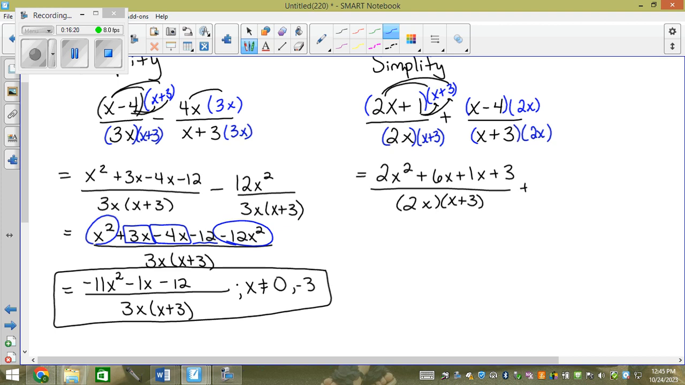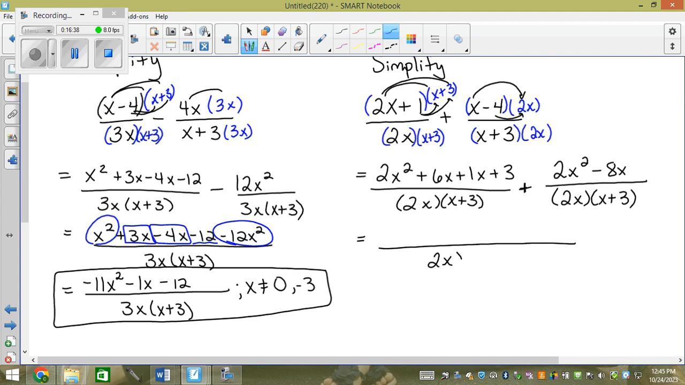plus x times 2x is 2x squared. And then negative 4 times 2x is negative 8x. And then we have 2x, x plus 3. Same denominator, so we can write them all over it and not distribute it because we'd have to GCF back out if we do. In the numerator, we get 2x squared plus 6x plus 1x plus 3 plus 2x squared minus 8x.